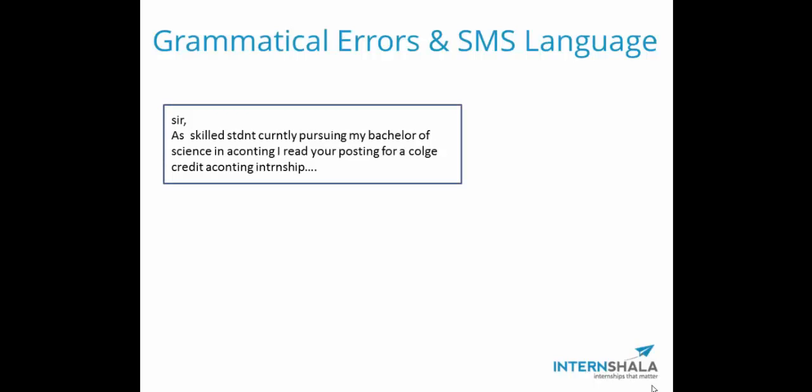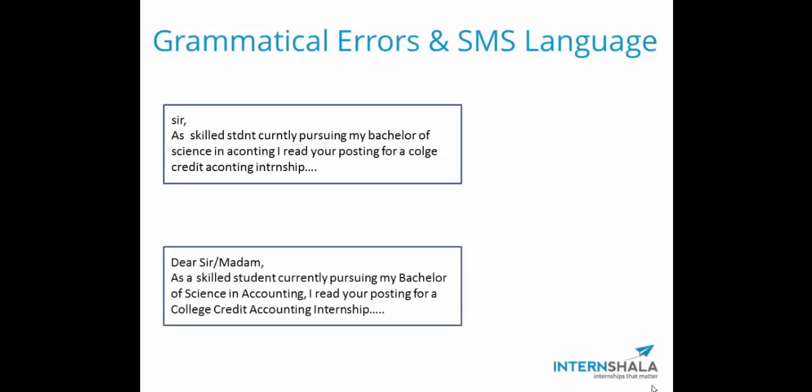The next most common mistake that students make is spelling mistakes, grammatical errors, and using SMS language. If your email contains SMS language, you have effectively killed your chances then and there. Students often tend to write everything in uppercase or everything in lowercase. Not following proper capitalization creates a poor impression. Spelling mistakes are easy to fix. Always run a spell check before sending an email.